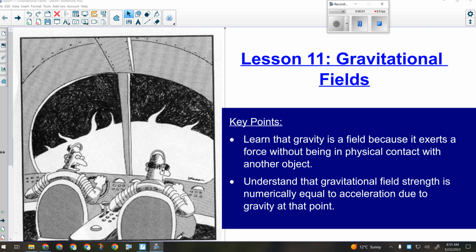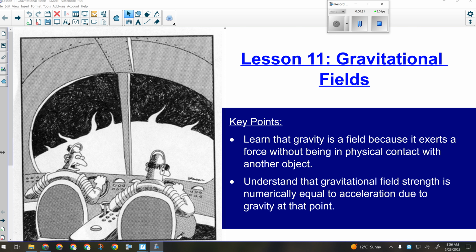All right, so we are going to go over today, guys, gravitational fields, and this is effectively the last thing in this unit. Okay, so gravitational field strength is what we would call acceleration due to gravity. Okay, they're the same thing.